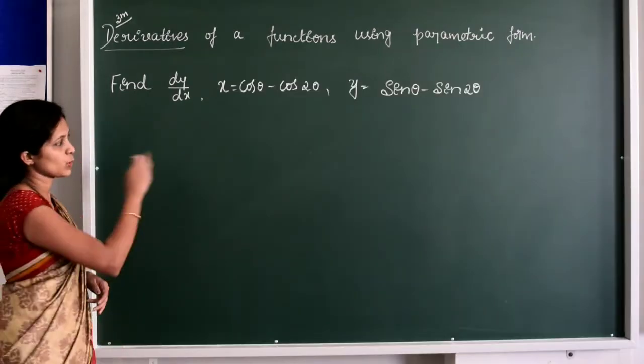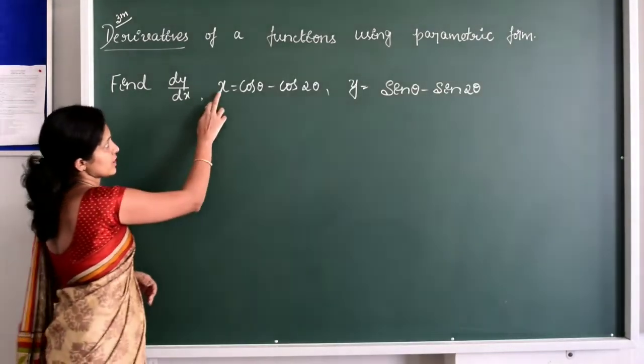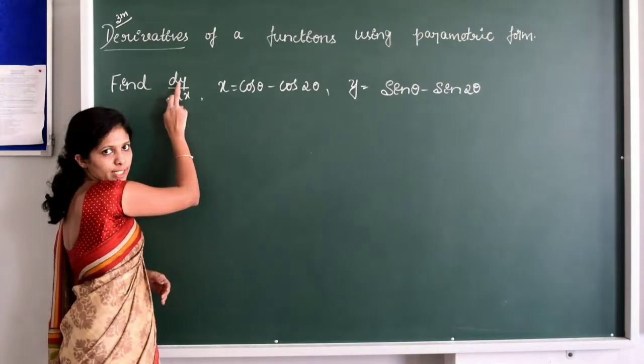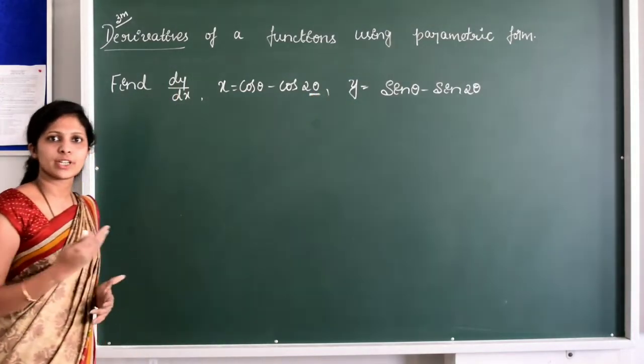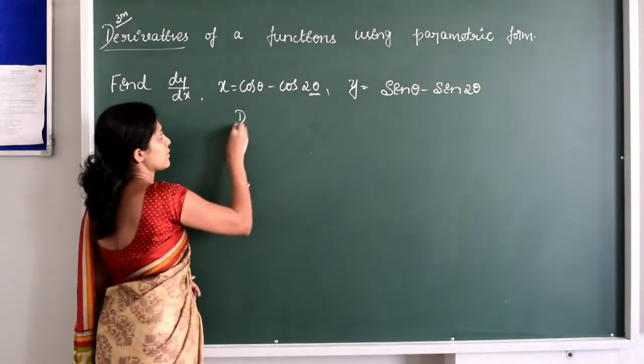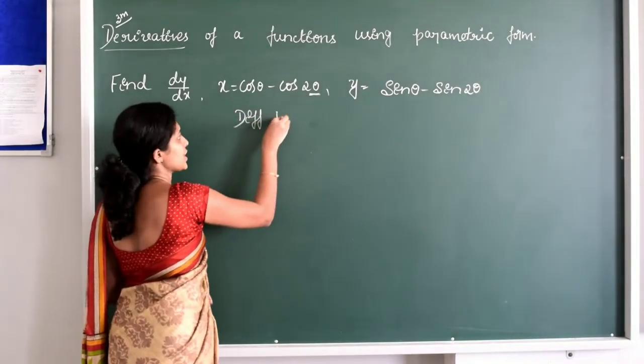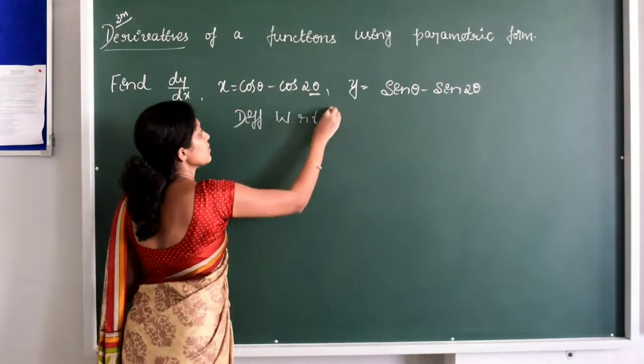It is the last problem in this session. Okay. First see x and y is given. You have to find dy by dx. Here the variable is theta. What you have to do? Differentiate with respect to theta. So differentiating with respect to theta.